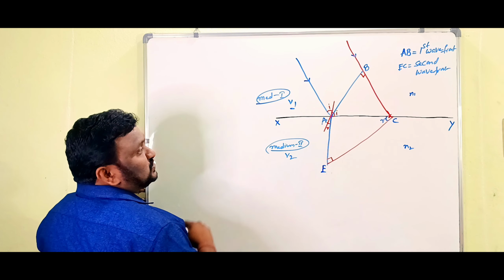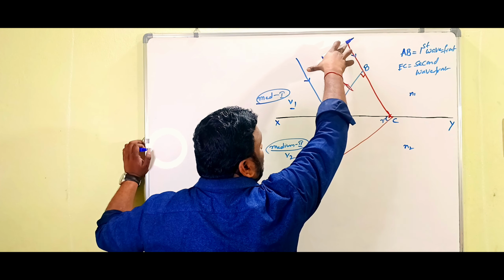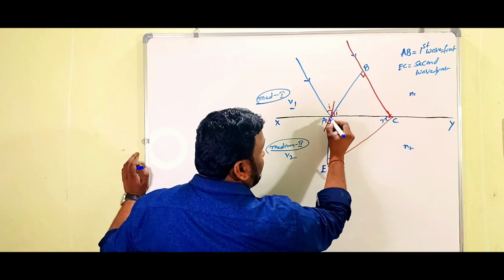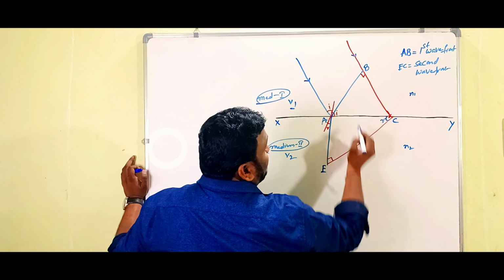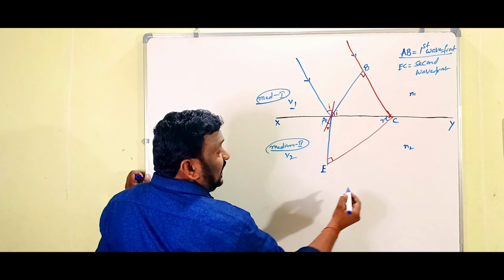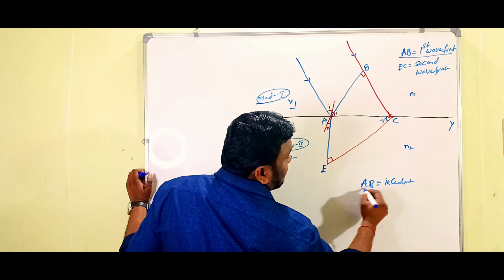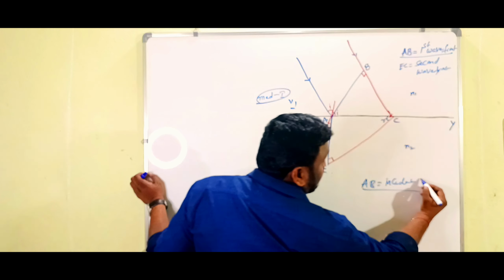And now in this case, you have to observe here the light is coming in the form of wave fronts. So here AB, that is the first wave front. What is the first wave front? That AB is nothing but the incident wave front. What is the incident wave front?